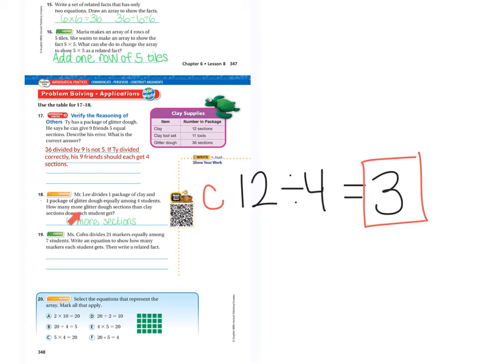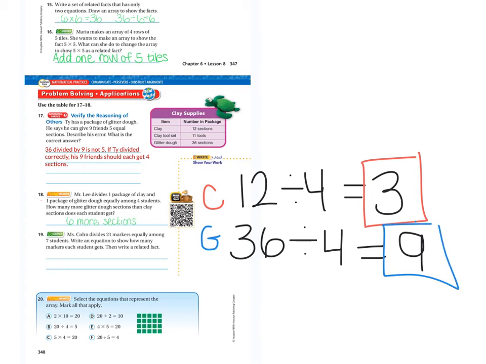Okay, now we're going to do the same thing for the glitter dough. I'm looking up here at glitter dough. There are 36 sections per package of glitter dough. So again, I wrote a G for glitter dough, and I wrote down 36 because there are 36 sections. Then I'm going to divide by those 4 students that Mr. Lee is giving the dough to. 36 divided by 4 is 9. So each student will get 9 sections of glitter dough.